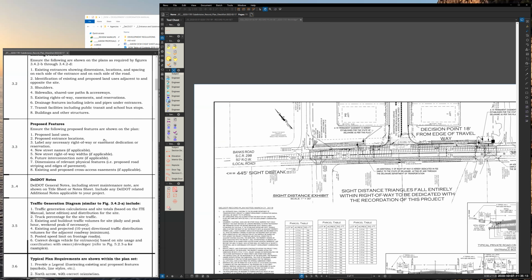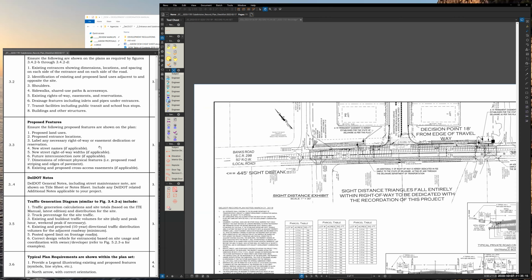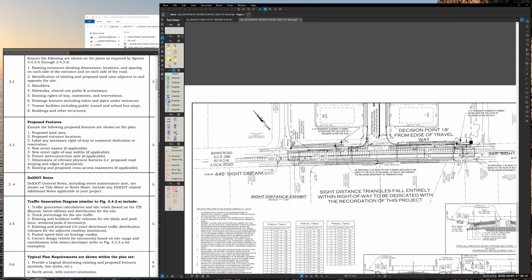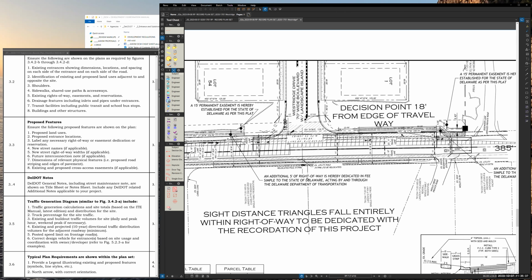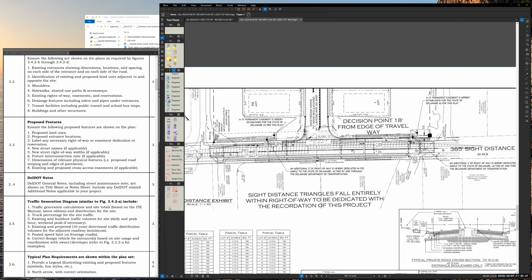Proposed features, proposed land uses. Again, that's spelled out on our cover sheet. Proposed entrance locations show up on essentially every sheet. Right-of-way easement or dedication reservation should show up on quite a few sheets. So the 15-foot permanent easement is called out. The 5-foot right-of-way dedication is called out. That information should certainly appear.